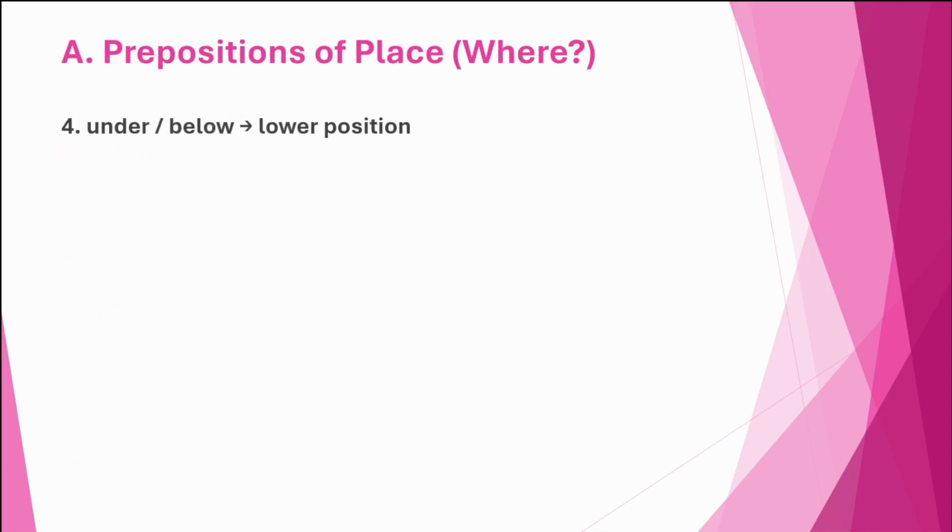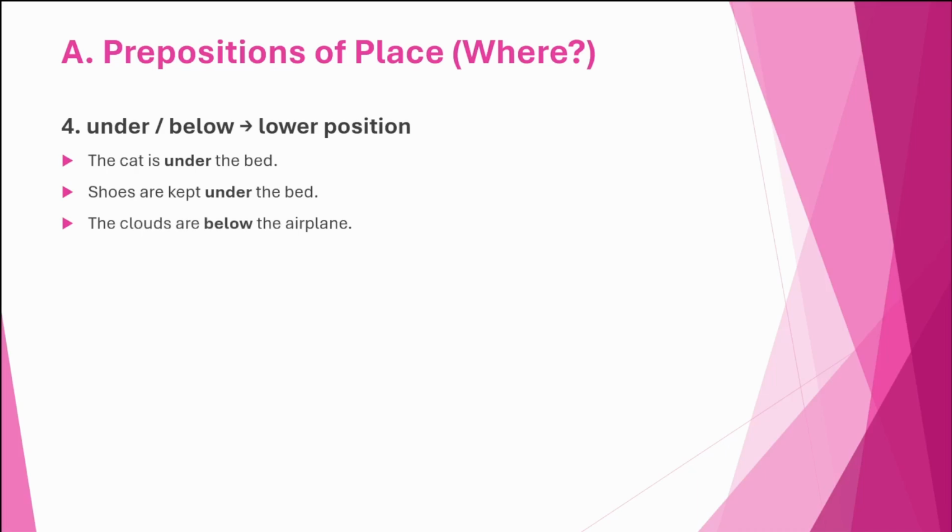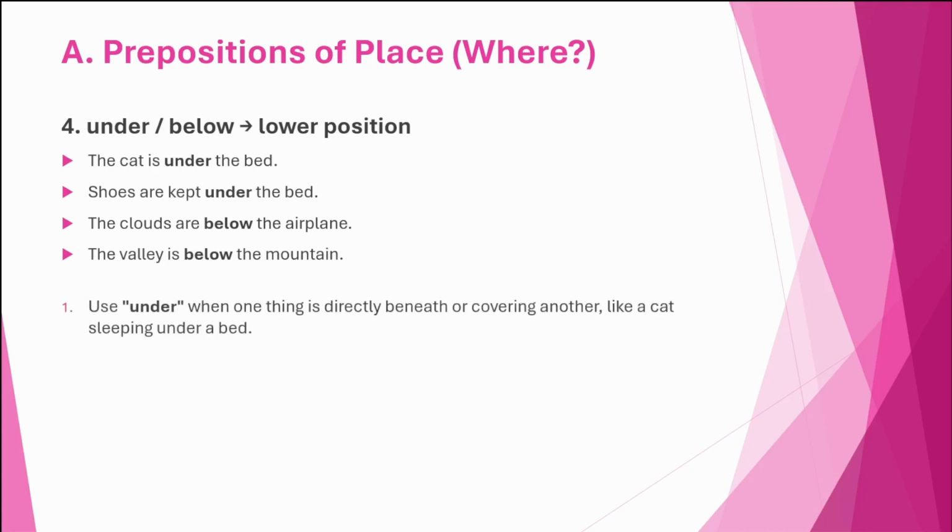The fourth one is the preposition under or below. So its example could be, the cat is under the bed. That is, the cat is present below the bed, or the shoes are kept under the bed, or the clouds are below the airplane, or the valley is below the mountain.